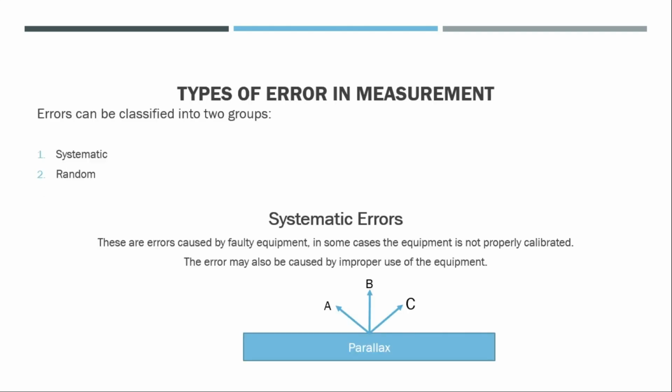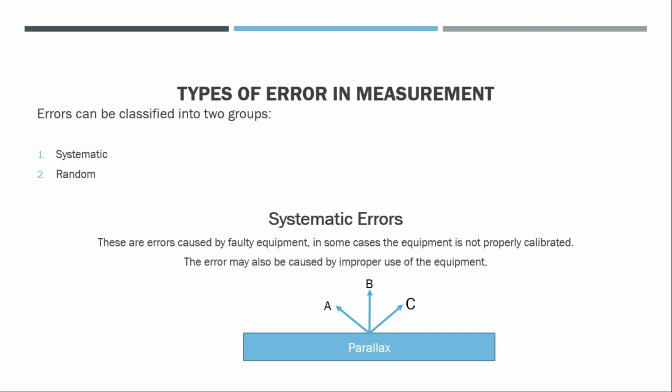Now, types of error in measurement. Errors can be classified into two groups. It's either the error is going to be systematic or it's going to be random. So the errors that we experience in science might be systematic or random.